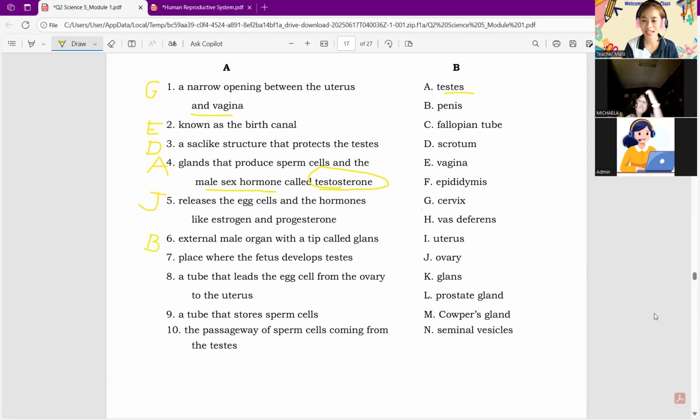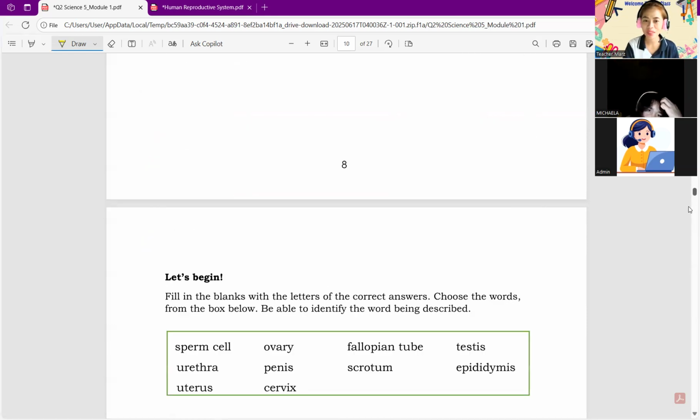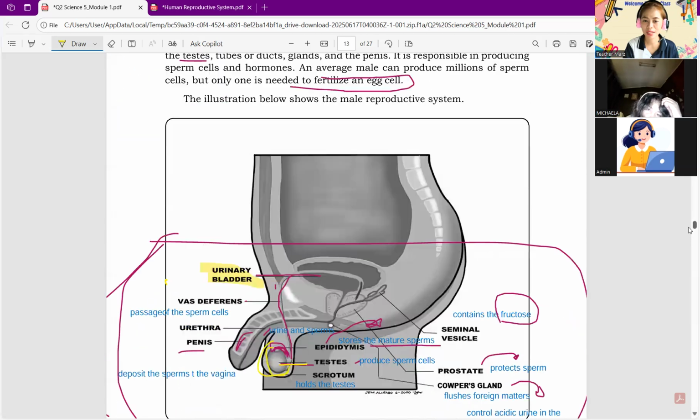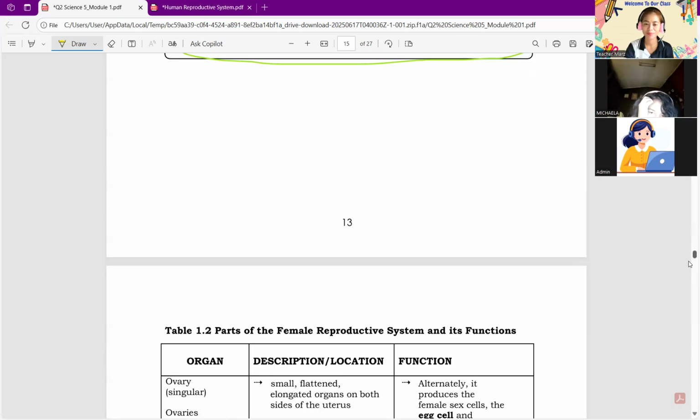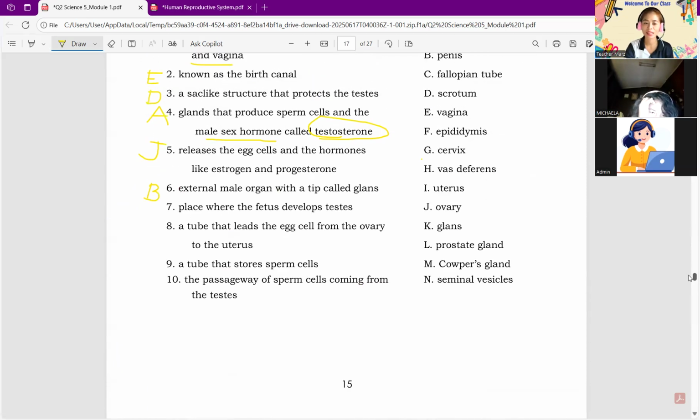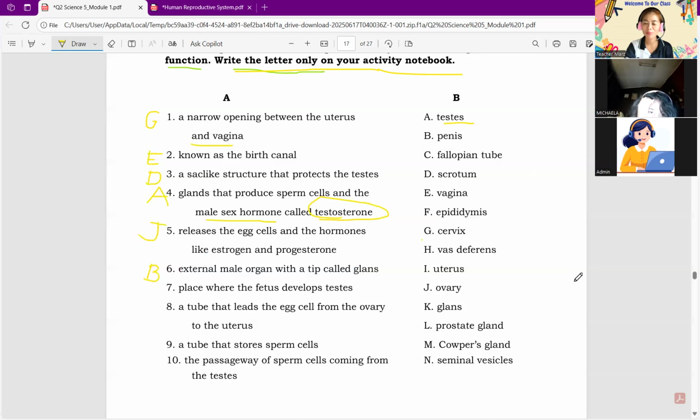Okay, that's the penis. Again, in the illustration here, on the male reproductive system, this is the external part of the male. The other term is the glans, and it also serves as the part that deposits the sperms going to the vagina. Okay? So next item, number 8. Can you read number 8?